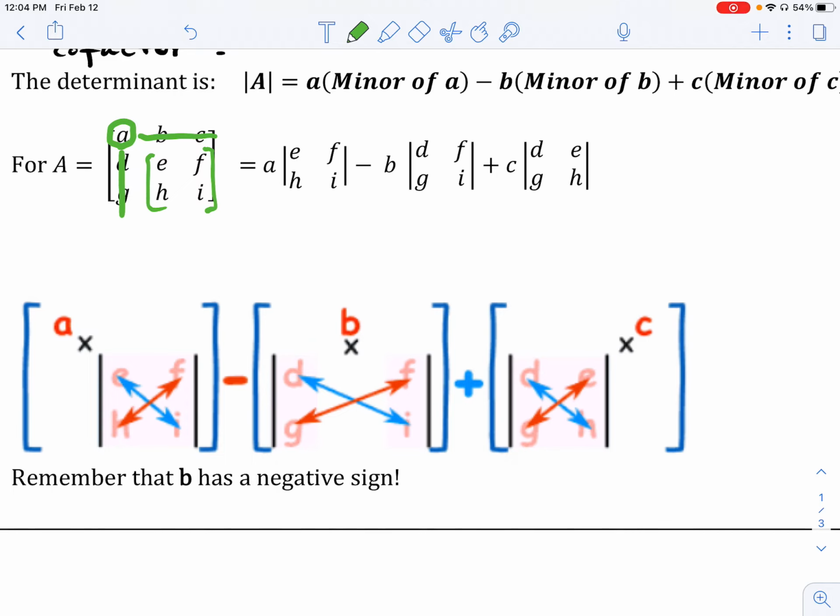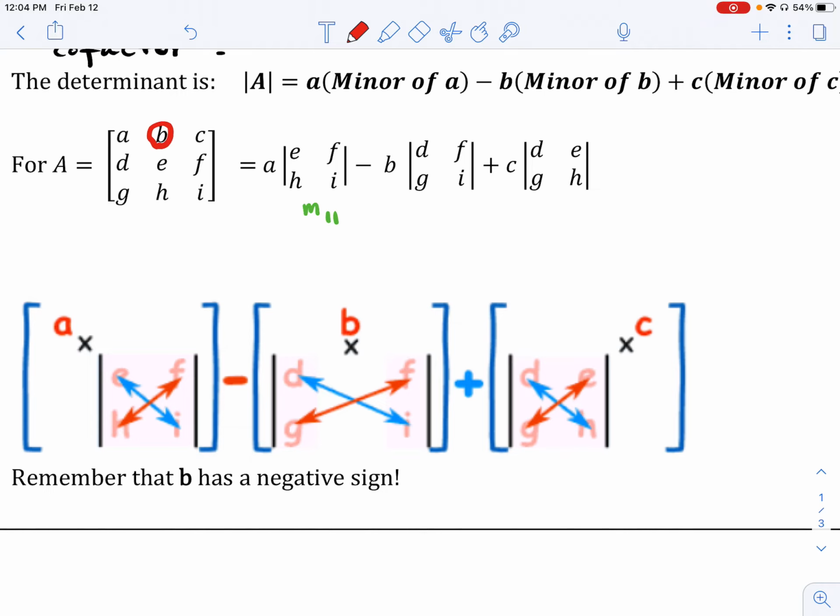So let me write that. This is the minor of A, or minor of A sub 1, 1, which was the entry in the first row of that first column. Okay, let me go ahead and use a different color to indicate our next minor. Then we're going to move on to B.